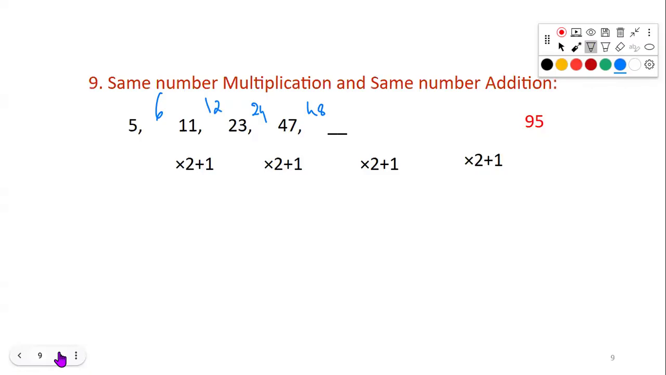Same number multiplication and same number addition. Try this one. 4, 5, 7, 11. What comes next?